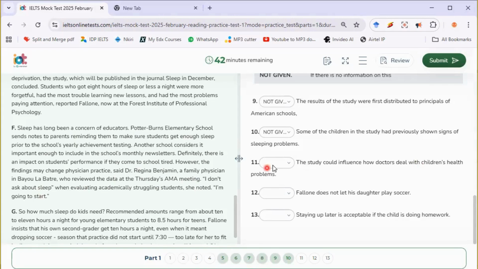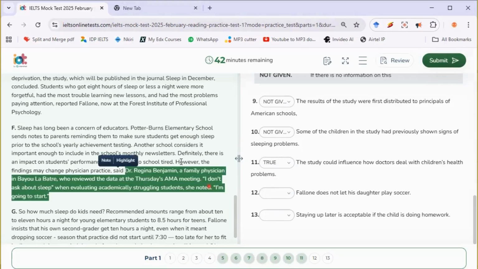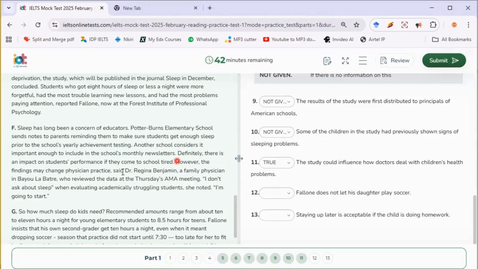Look at it. The study could influence how doctors deal with children's health problems. Yes, this is true. Why? Because based on what this woman said, this woman is a doctor. If I look at what they wrote here: however, the findings may change physician practice. Can you see? What is a paraphrase for physician? Doctors. That's doctors. So this number 11 is true. It's fully supported. Okay? Number 12.